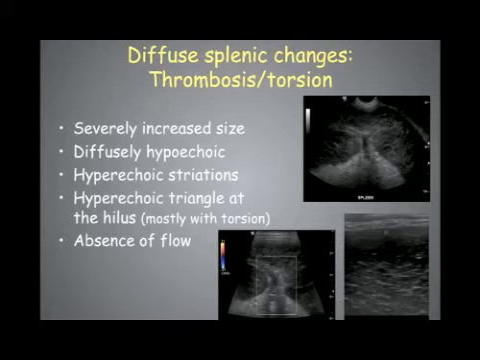Sometimes we can see a hyperechoic triangle at the hilus, so that's in fact the hyperechoic fat of the mesentery that is visible there at the hilus, and this is mostly seen with torsion. We can also see it rarely in some cases of thrombosis. So it's not completely helping us to determine the difference between torsion and thrombosis.